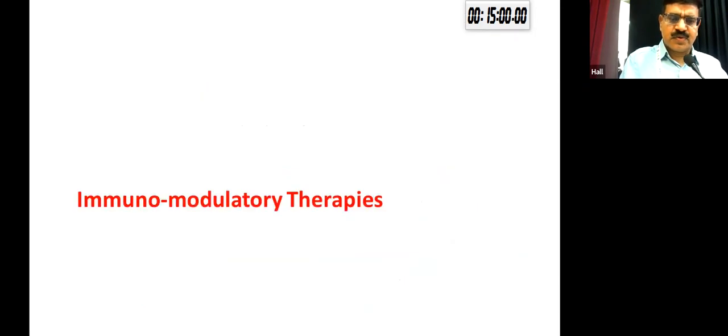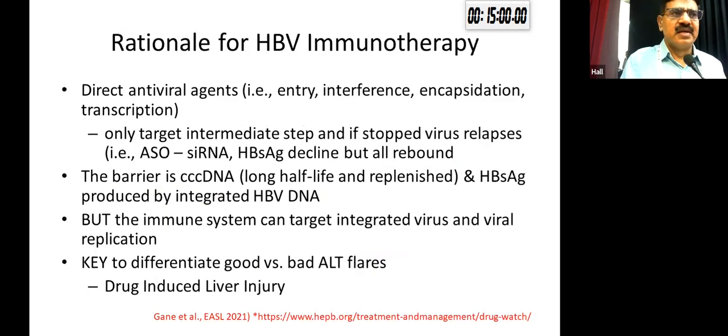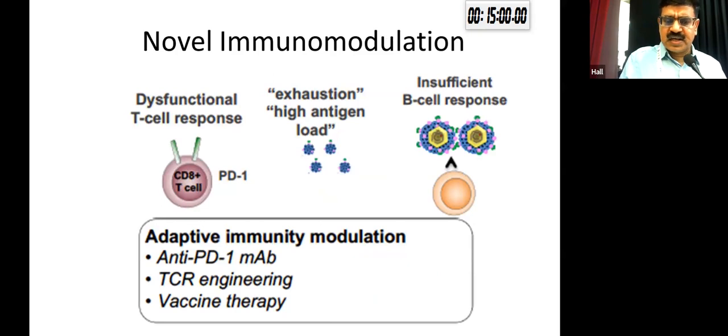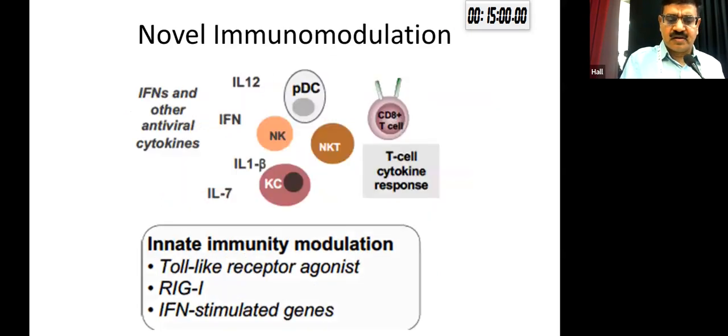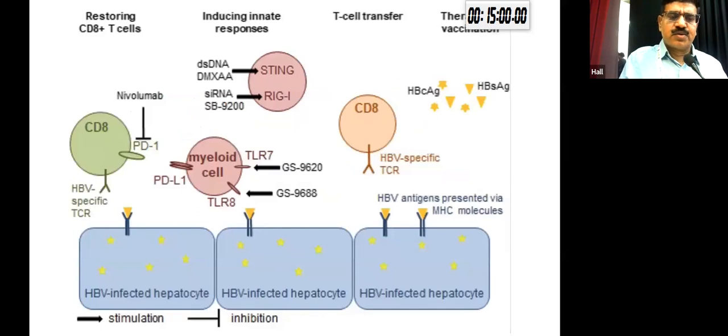I'll just skip through. And there are other approaches, which could be immunomodulatory therapies, because direct-acting antiviral agents will reduce the replication of the virus, but they won't be able to kill the virus because the cccDNA persists and the virus remains integrated into the host DNA. So it is the immune system which will target the integrated virus and remove the virus-laden hepatocytes. This immune modulation can be by modulating the adaptive immunity or innate immunity, and they can restore T cell activation. They induce the innate response, or there are various therapeutic vaccination and T cell transfer therapies available.